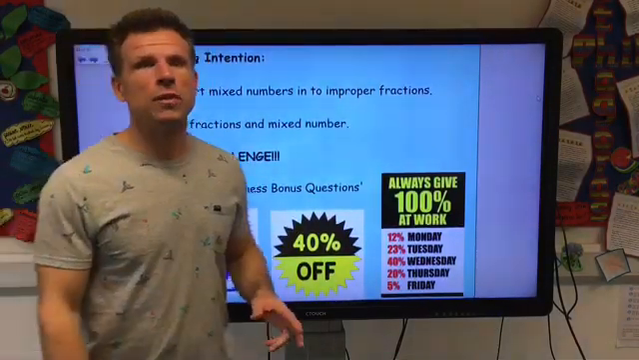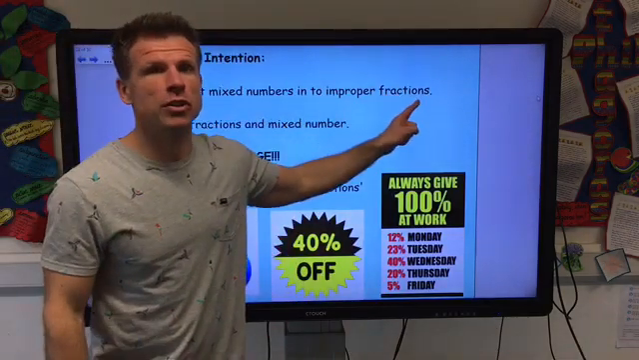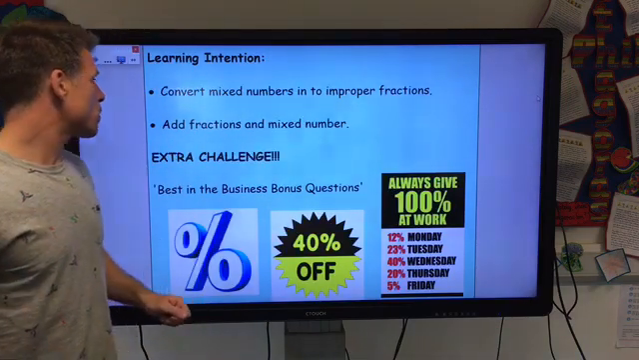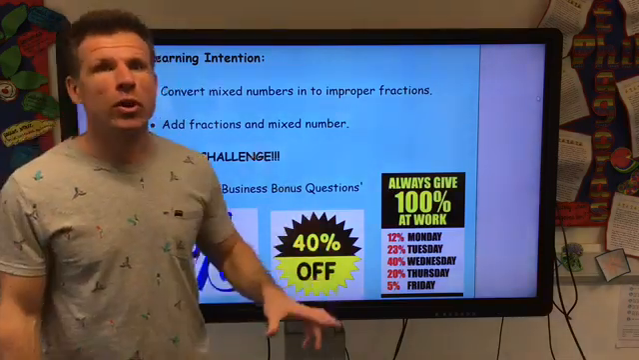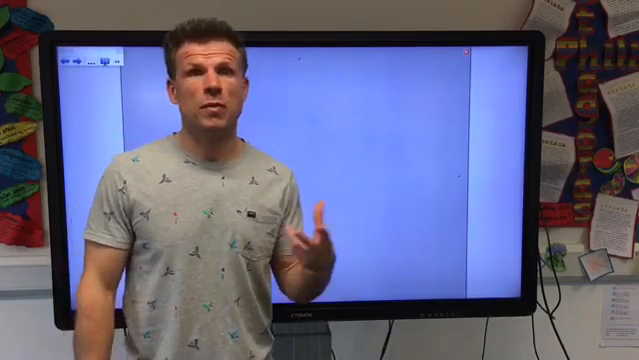So our learning intention for today is to convert mixed numbers into improper fractions and vice versa, and add fractions and mixed numbers. And of course, there's the best in the business bonus questions at the end when you can apply those to reasoning type problems. Okay, so we're going to start by learning how to convert between mixed numbers and improper fractions and vice versa.